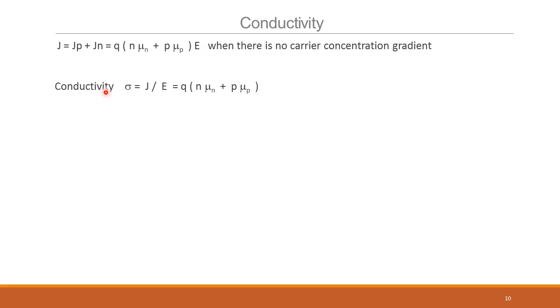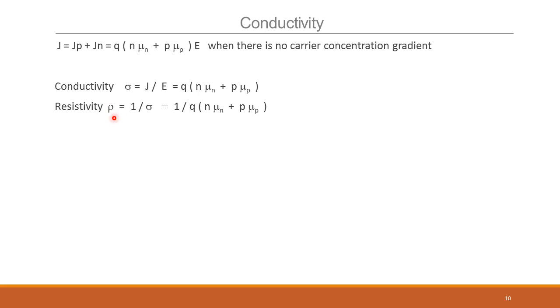Now conductivity, represented by sigma, is the ratio of the current density to the electric field, which is nothing but Q times (N mu N plus P mu P). Resistivity is the reciprocal of conductivity. Straightforward, right? So this just gives you the resistivity of a piece of semiconductor which has N free electrons and P free holes.